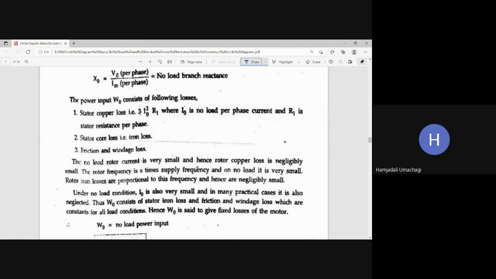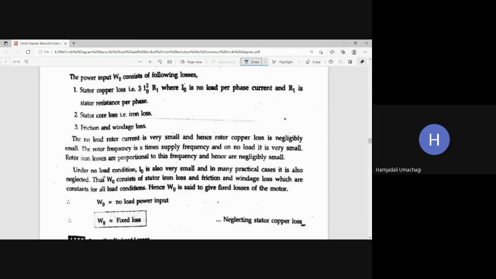Now, the rotor frequency is S times the supply frequency. Also, we know that during running condition, rotor frequency will be slip times the supply frequency, which is very small on no load. Now, rotor iron losses are proportional to this frequency and hence are negligibly small. Also, we know that rotor iron losses depend on frequency. Since rotor frequency is small, automatically rotor iron losses will be very small.